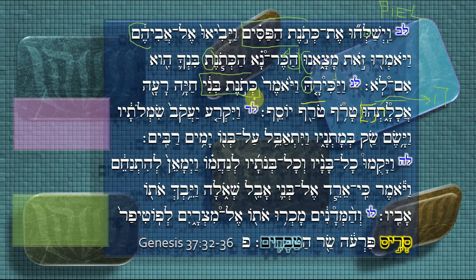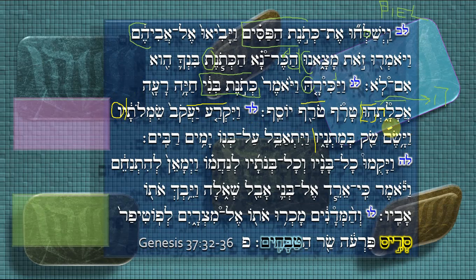Verse Lamed Dalet. Vayikra Ya'akov simlotav vayasem sak bemotnav. Then Ya'akov rent, he tore simlotav. So simlah is a garment. Simlot is the plural form for the feminine. And then we put the pronominal suffix at the end. His garments. He tore his garments.